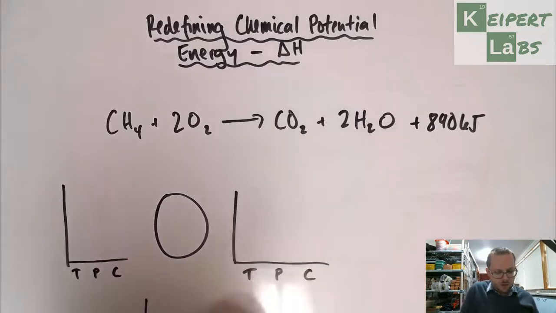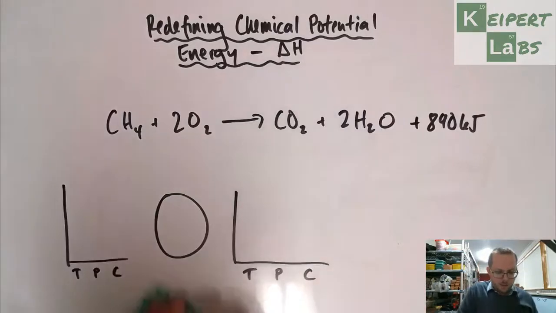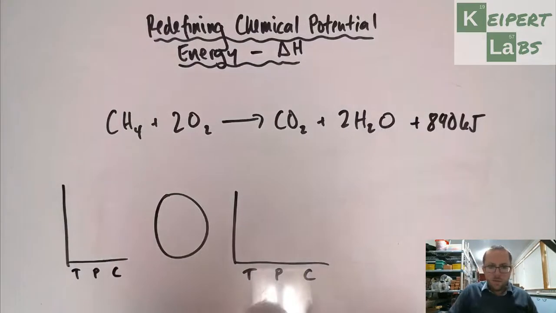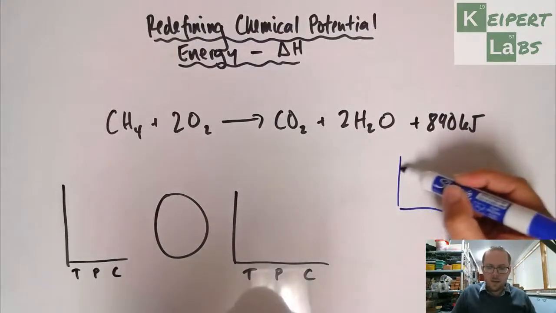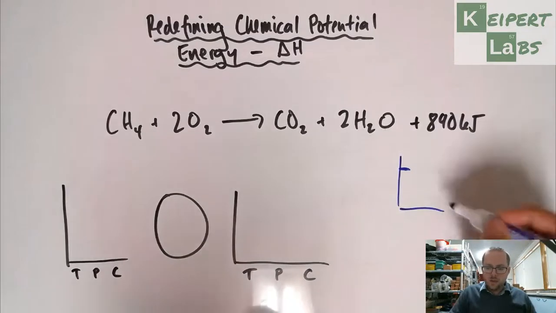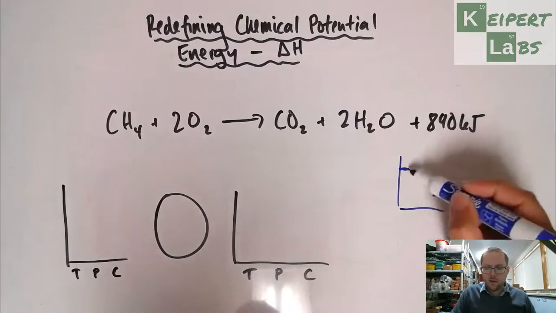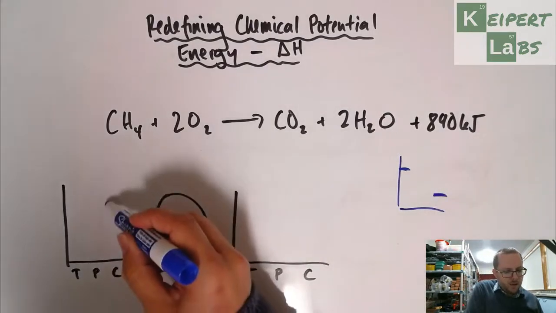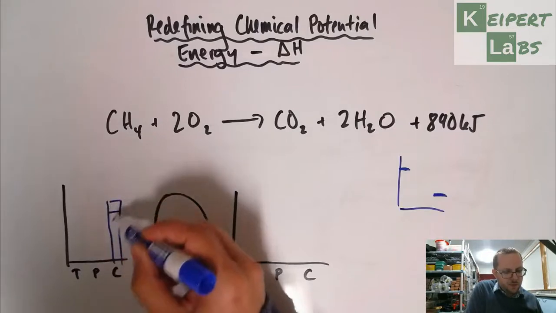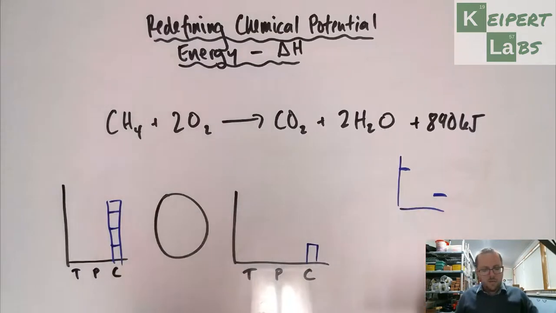If I'm to sketch this diagram here, oh, I realize that's off the screen. I'll pop it just here. Okay, so I'm starting with a high amount of chemical potential energy, and I'm finishing up with a low amount, because I'm giving off that amount. So I'm going to start off with 4 bars of chemical, and I'm going to drop that down to 1 bar of chemical at the other end.